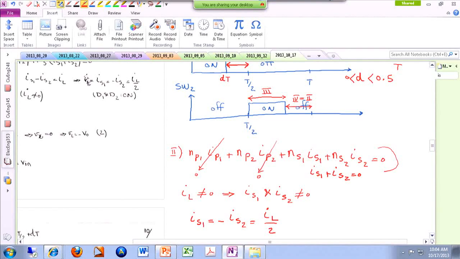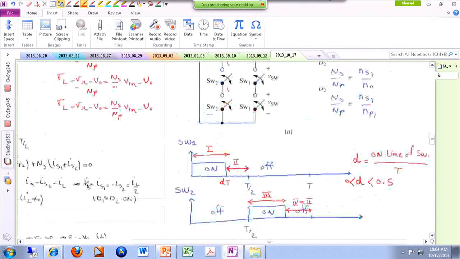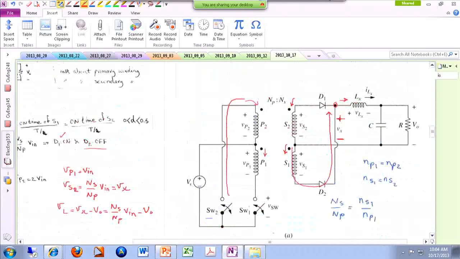Alright, so this is something that we haven't seen before. When we open up both of the switches, both of these diodes are on, and each one of these diodes is handling half of the output current. So if this is IL over here, I have half of that current over here, and then half of that over here.